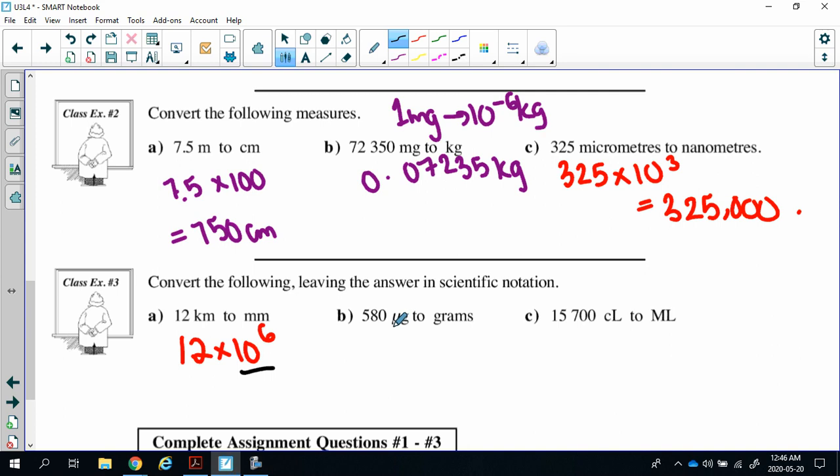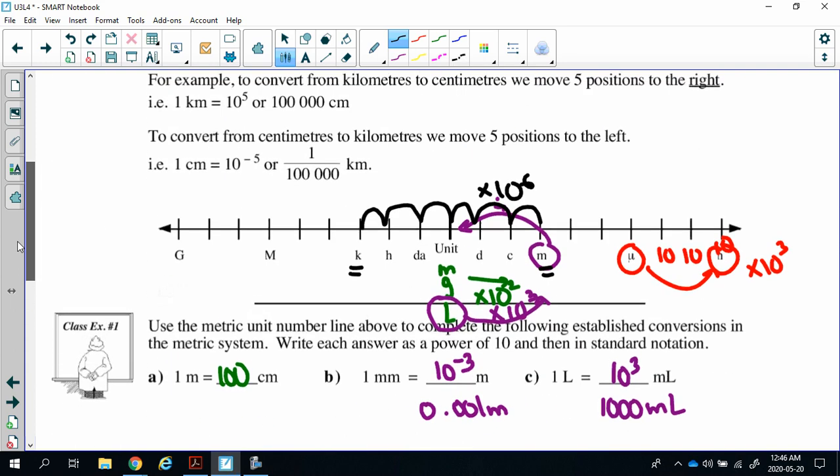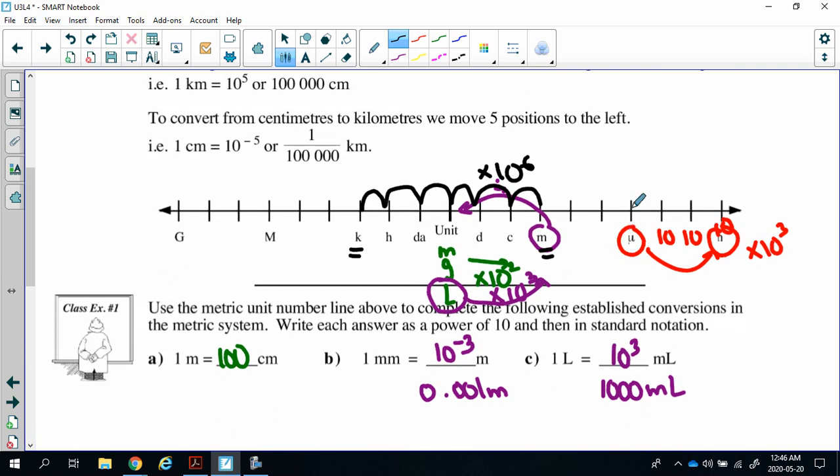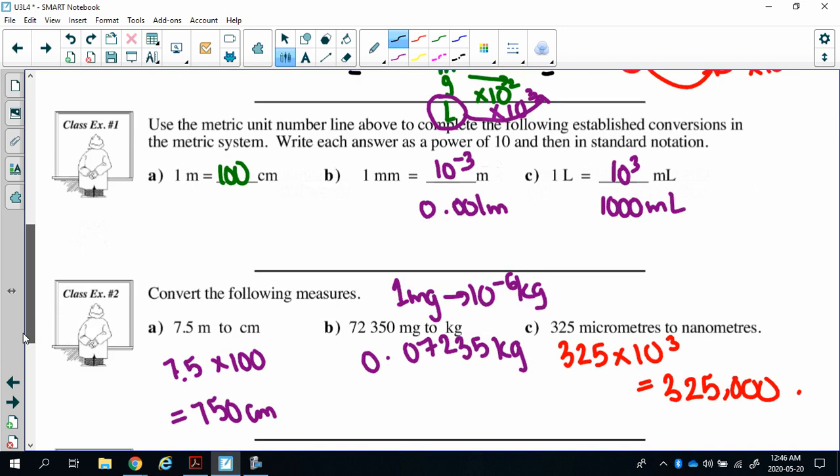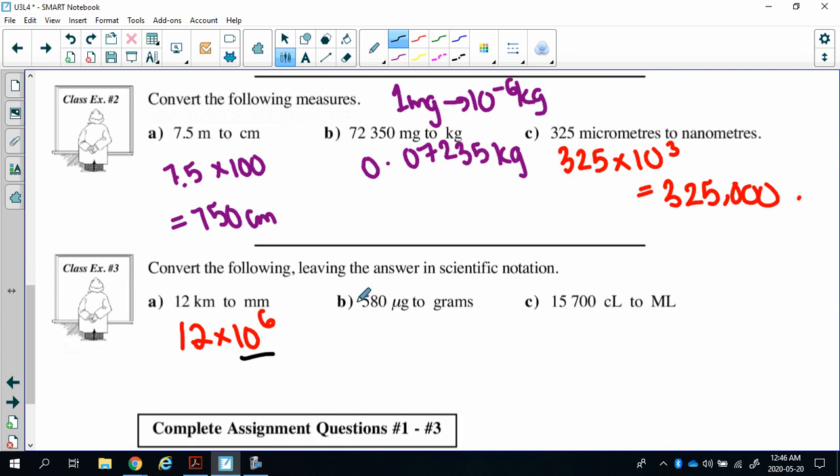This is nanograms to grams. So right here, all the way to grams is 2, 3, 4, 5, 6. But now the other way around, so times 10 to the negative 6. So this is 580 times 10 to the negative 6 grams, and this is millimeters.